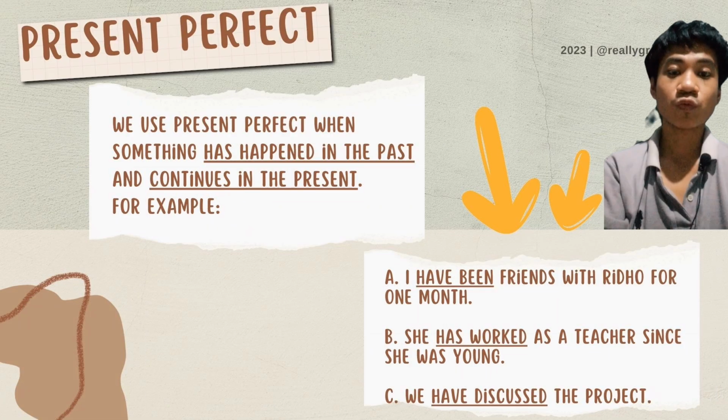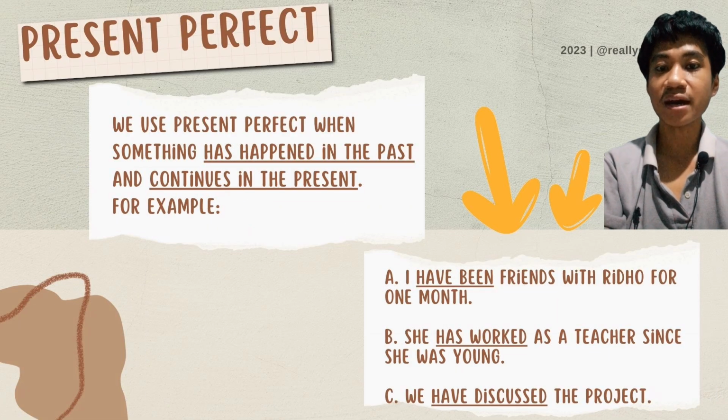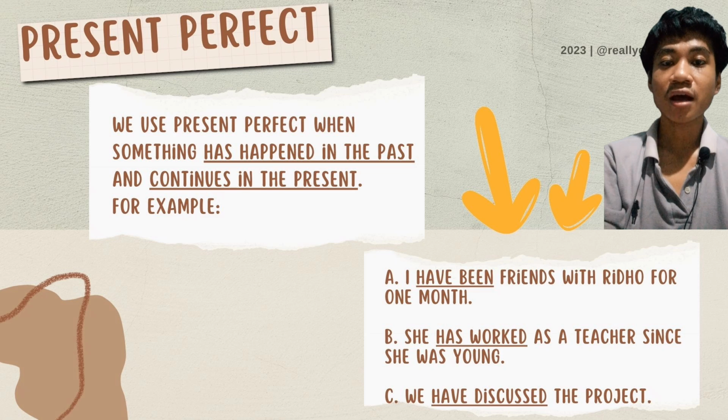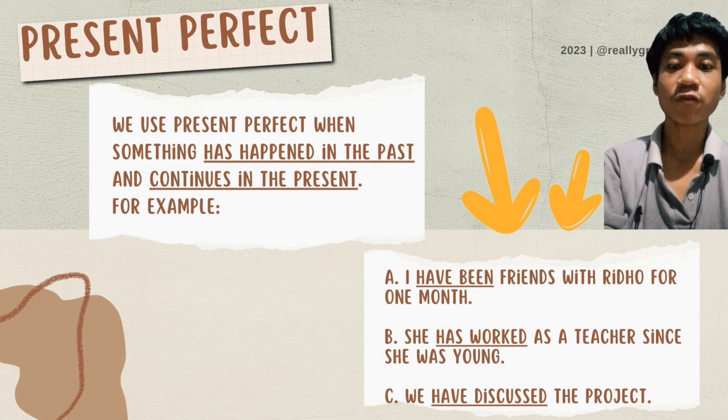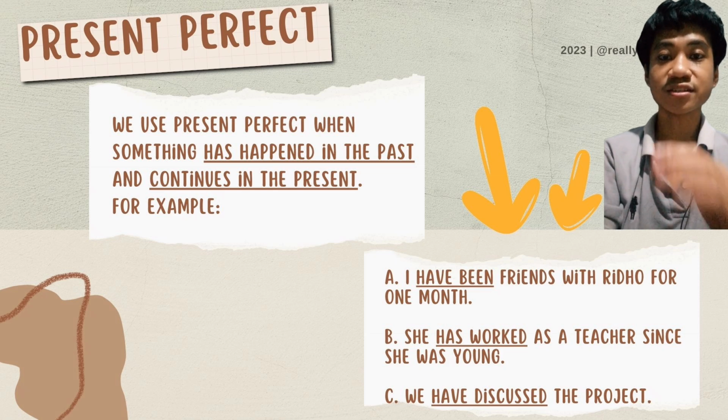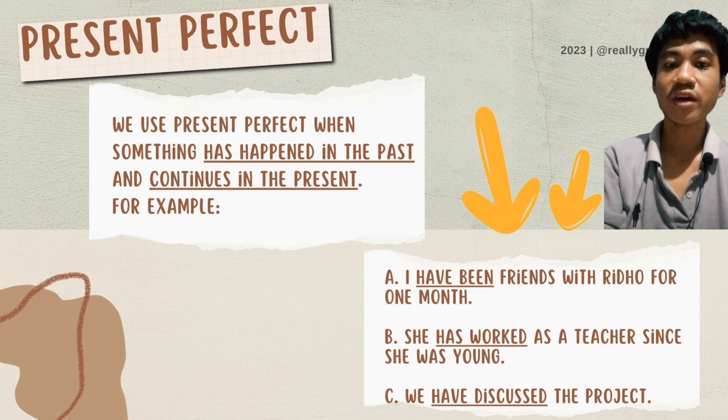We use the tense when something has happened in the past and continues in the present. For example, I have been friends with Rido for 1 month. She has worked as a teacher since she was young. We have discussed the project.